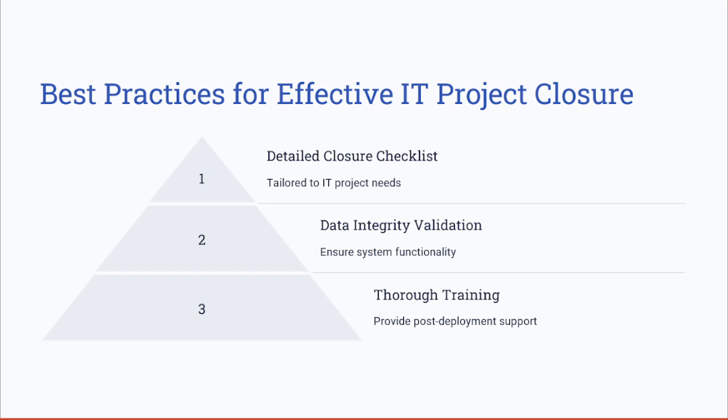Here are some of the best practices for an effective project closure in an IT project. The best practices for IT project closure include using tailored checklists that cover all of the technical and operational aspects. Also, data integrity checks and system functionality validation are essential to ensure that the solution meets the business needs, along with providing thorough training and post-deployment support, which helps drive user adoption and maximize the project value to the organization.